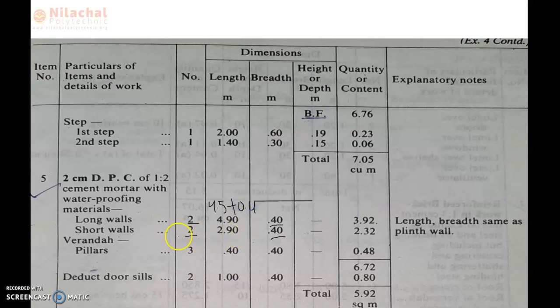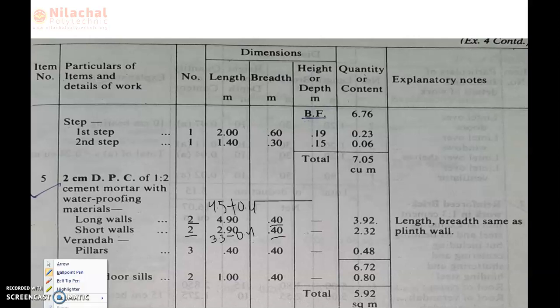Same for the short wall, 2 numbers. Then the length is how much? Center to center distance minus breadth for the short wall. The center to center distance of the short wall is 3.30. 3.30 minus 0.4 is 2.90, right? So first we define the long wall quantity, which is 2 into 4.90 into 0.40, which is 3.92, and the short wall quantity, which is 2 into 2.90 into 0.40, which is 2.32.